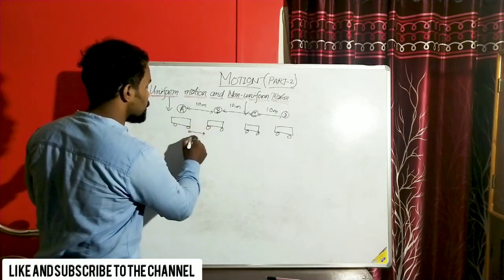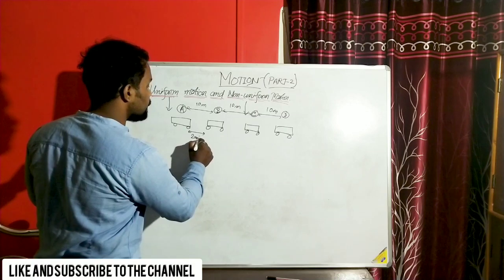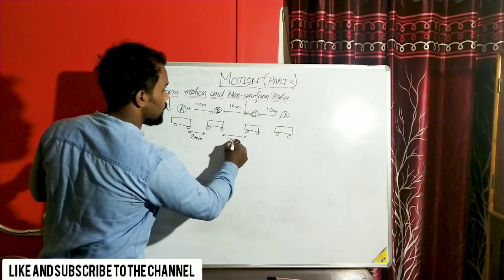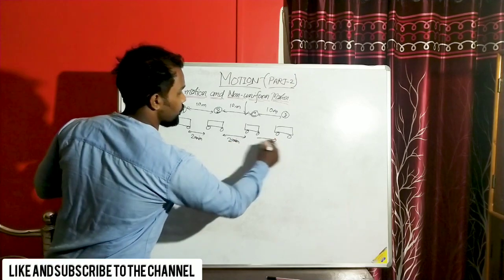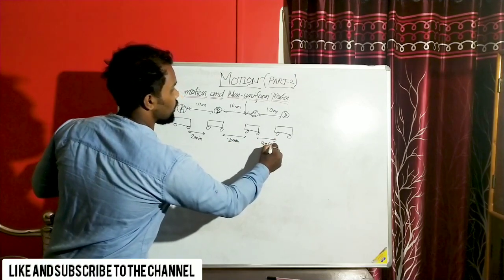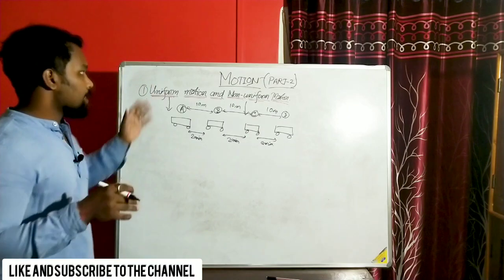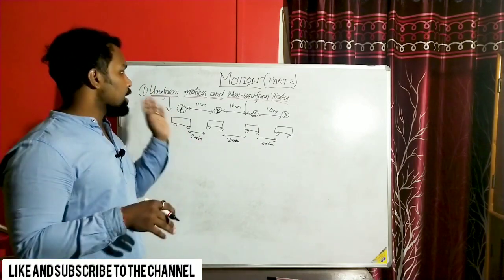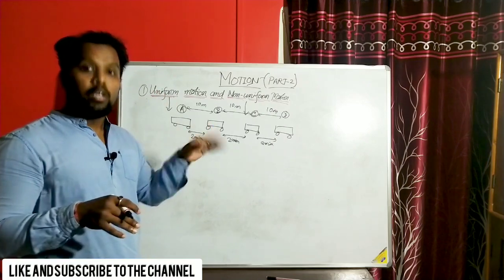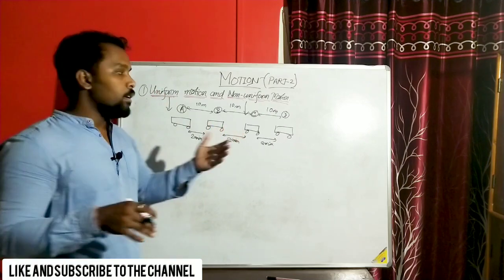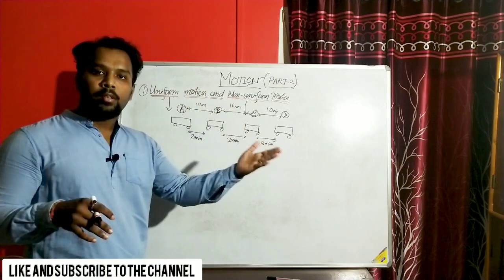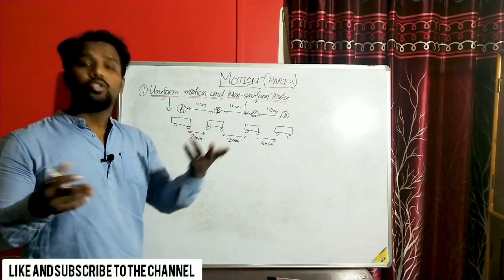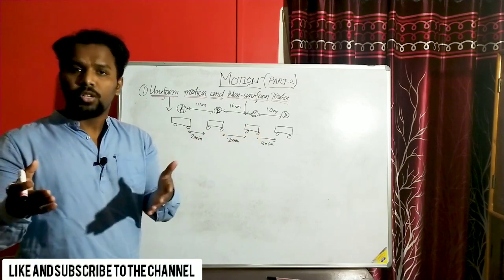If it takes 2 minutes from A to B, then from B to C it has to change its position in a similar amount of time. That means we can say, as a definition of uniform motion, that whenever an object changes its distance equally in equal intervals of time, then that motion... what does motion mean? Changing of its position.